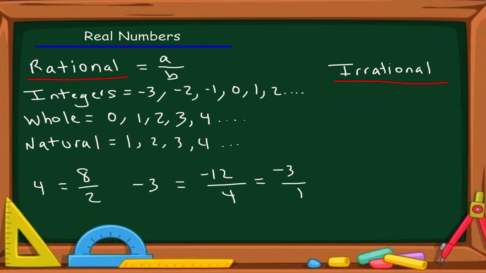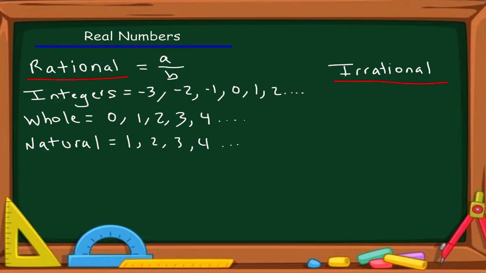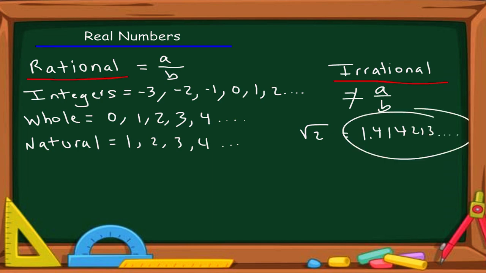And everything that we've considered on this side so far are real numbers. So now let's talk about the other half of real numbers, that is irrational numbers. An irrational number cannot be put in a fraction of two integers. So for instance, the square root of 2. This is equal to 1.414213, and it goes on forever. You can't write this number in terms of two integers using a fraction.